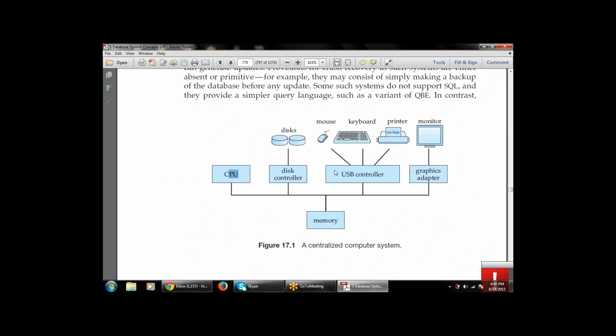This is the CPU. This is the USB controller. This is the disk controller. This is the graphics adapter. There will be a memory that is distributed via the common bus among the CPU, disk controller, USB controller, and the graphics adapter. So first is the CPU, then there will be a disk controller, that is a different disk, then there will be a USB controller that is available, like mouse, keyboard, and printer. Then there will be a graphics adapter, for example the monitor.